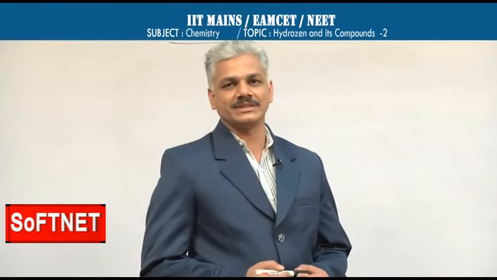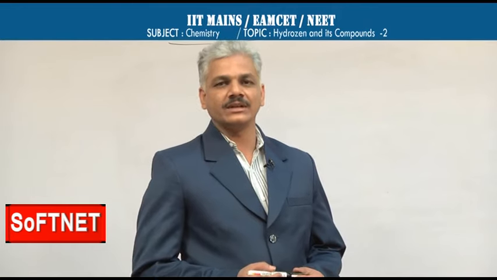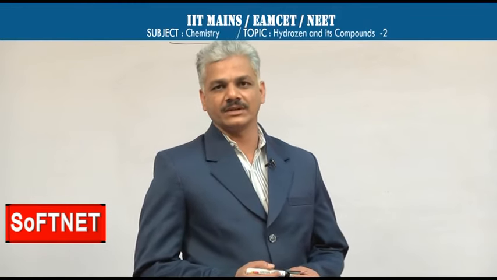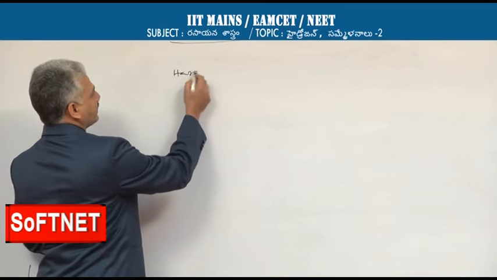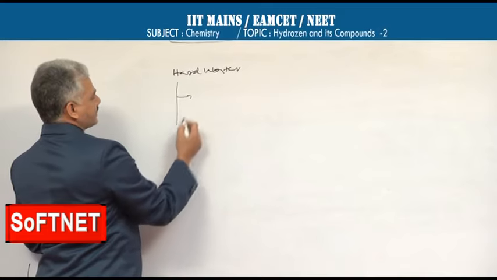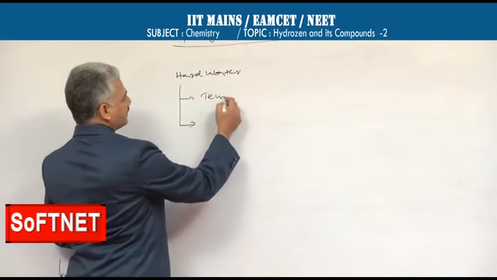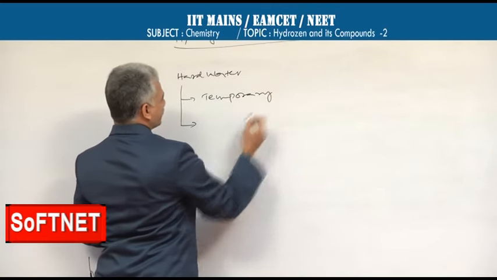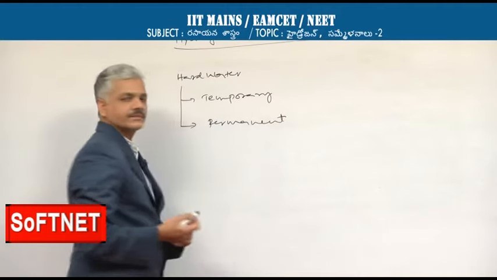Today we are going to discuss various types of hardness, what the drawbacks of using hard water are, and how to remove the hardness of water. Now we know what is meant by hard water. The types of hardness are classified into two types. One is called temporary hardness and another one is called permanent hardness.